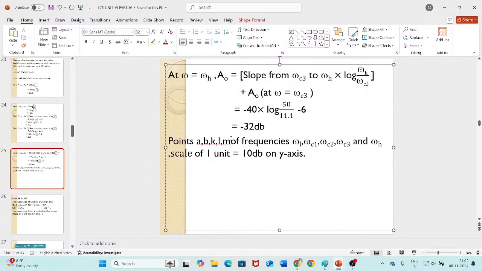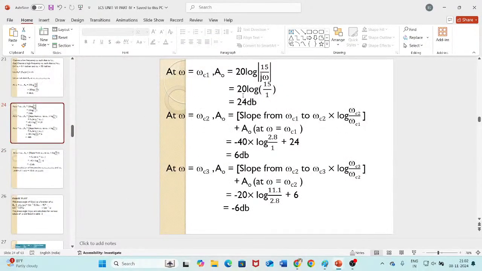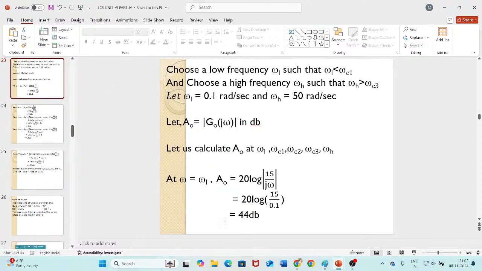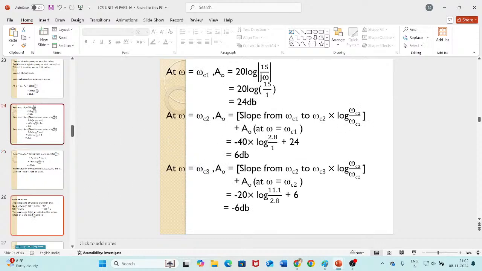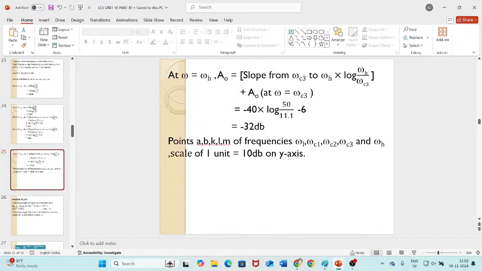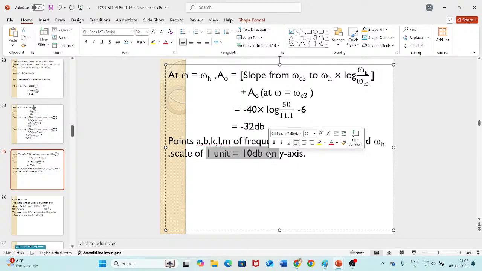Now consider some notations. If you observe carefully, the A naught values for the first two points, omega equal to omega L, 44 decibels, and omega equal to omega C1, 24 decibels, are the same as your uncompensated system. That's why I have considered the notations A, B points. Even if you consider other points, it doesn't matter. Here we have a total of 5 points, so I have written A, B, K, L, M for the frequencies omega L, C1, C2, C3, omega H. Same scale, 1 unit equal to 10 decibels on the y-axis.